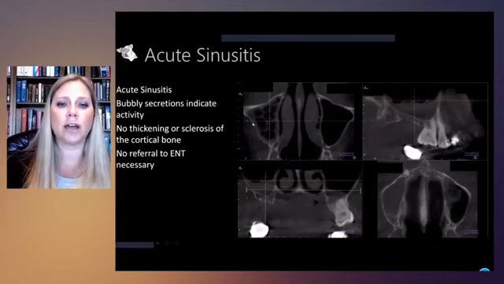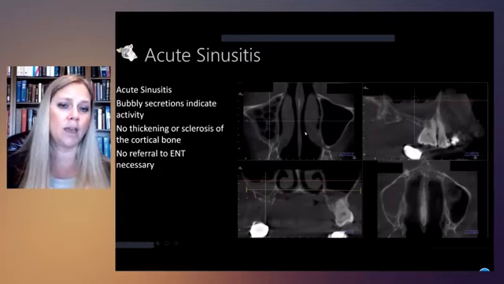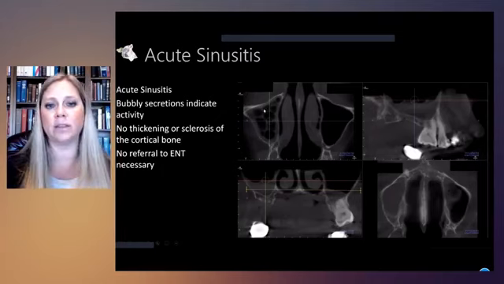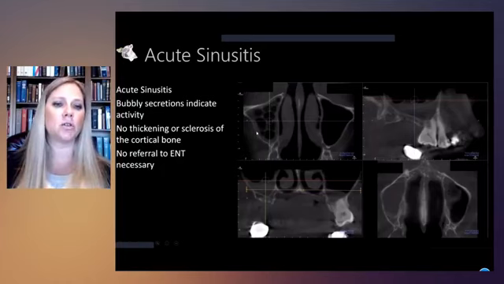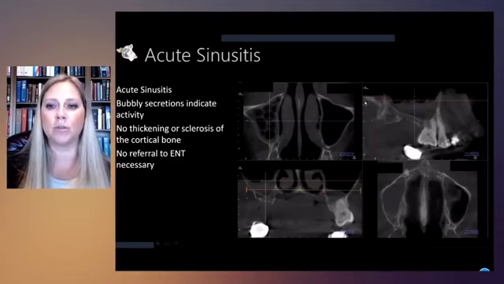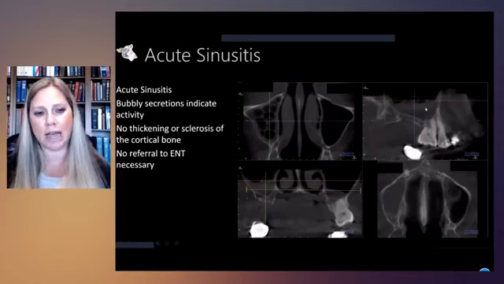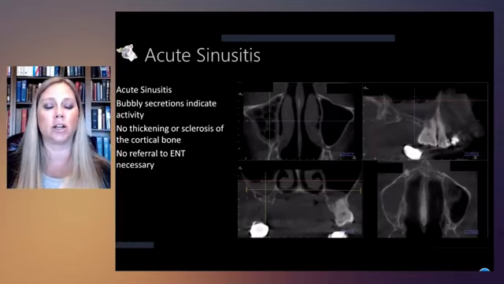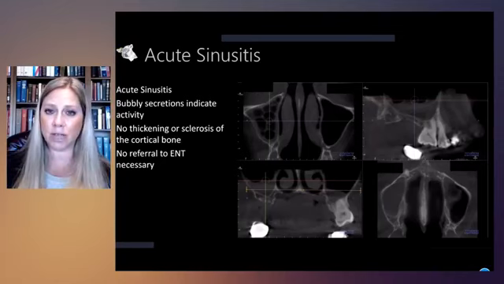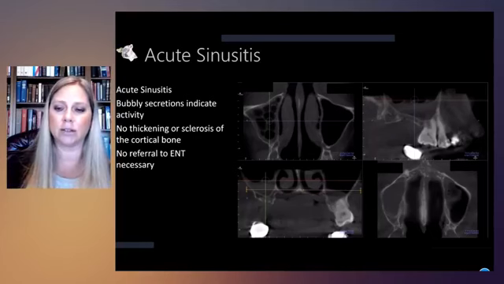With acute sinusitis, you'll notice we don't have any thickening or sclerosis of cortical borders, and we have air bubbles within the sinus. So it lets us know that we have some type of activity, active secretions. In fact, it almost looks like we have waves within the sinus. So this is an acute sinusitis. We do not need to refer this necessarily to ENT. This usually can be an allergic rhinosinusitis or a viral or bacterial rhinosinusitis.